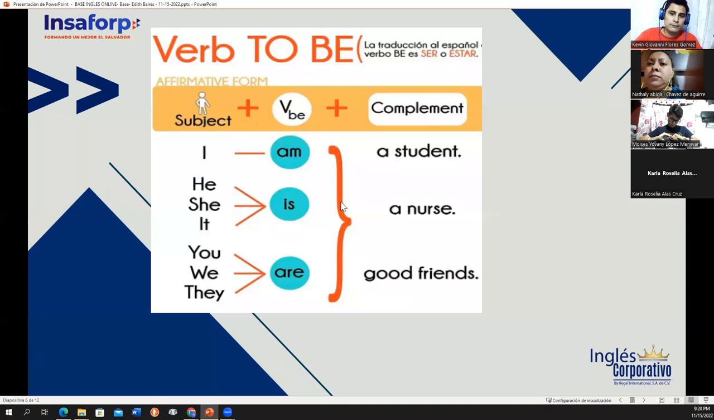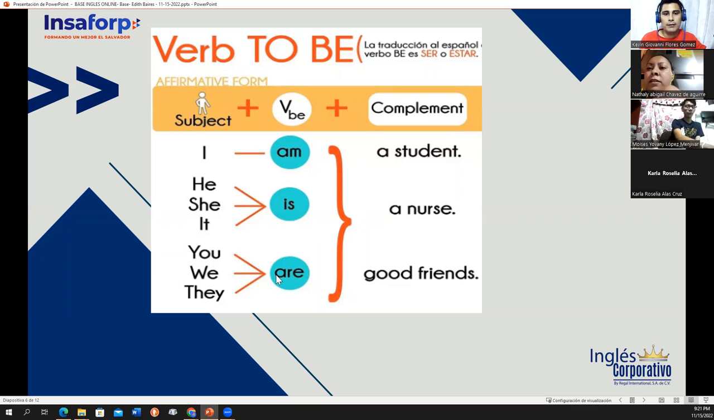Okay, very good. Un ejemplo. I am a student. I am. Yo soy un estudiante. He is a nurse. Él es enfermero. Es un enfermero, una enfermera. Or she is a nurse. Ella es una enfermera. Aquí no usamos it, porque no puede ser it una persona, ¿verdad? A nurse sería he or she, ¿ok?